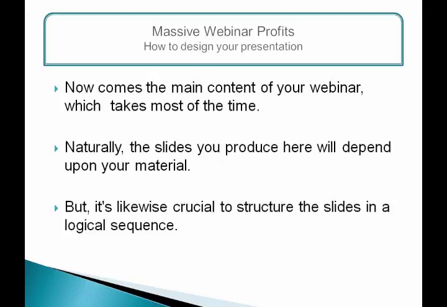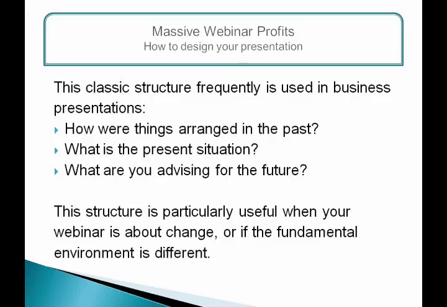Now comes the main content of your webinar, which takes most of the time. Naturally, the slides you produce here will depend upon your material, but it's likewise crucial to structure the slides in a logical sequence. This classic structure is frequently used in business presentations. How were things arranged in the past? What is the present situation? What are you advising for the future? This structure is particularly useful when your webinar is about change, or if the fundamental environment is different.